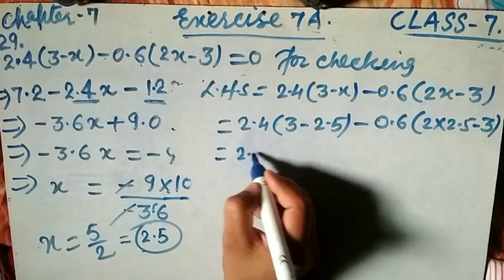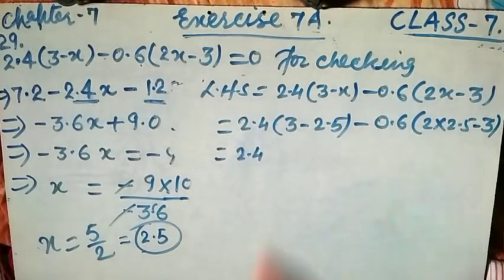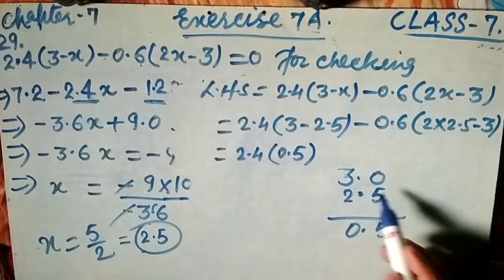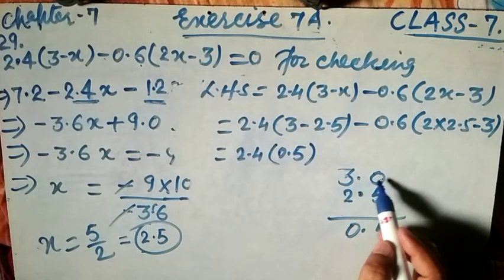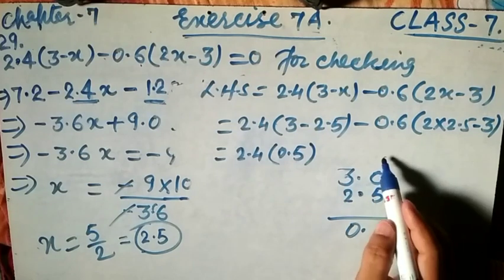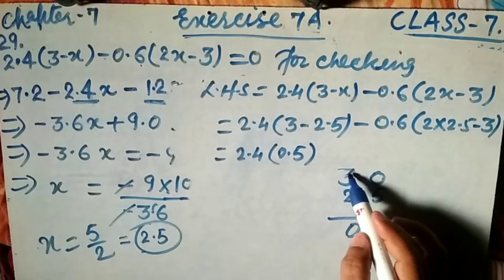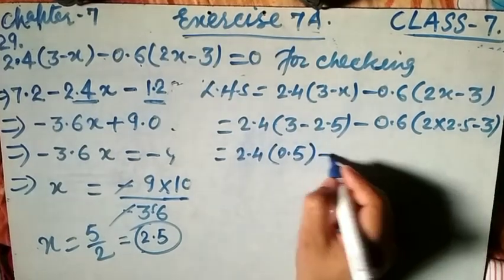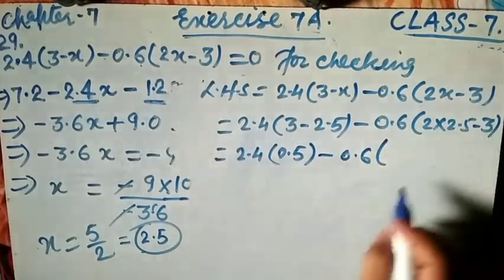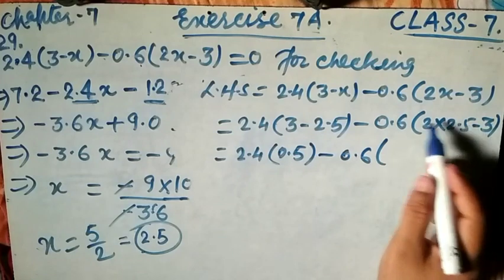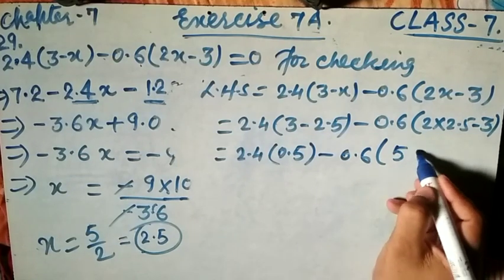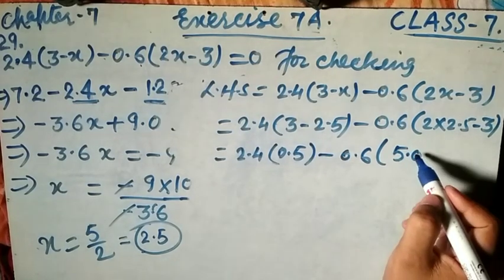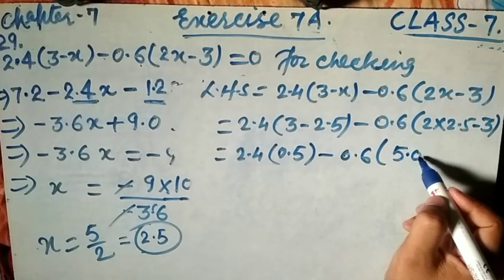First we have to solve inside the bracket. First of all we have to subtract 2.5 from 3. Write 3 as 3.0. This is 10 minus 5 is 5, and 2 minus 2 is 0, so 0.5. Now minus 0.6, first we solve inside the bracket: 2 multiplied by 2.5, that is 25 twos are 50. Then place the decimal after one digit from the right hand side.